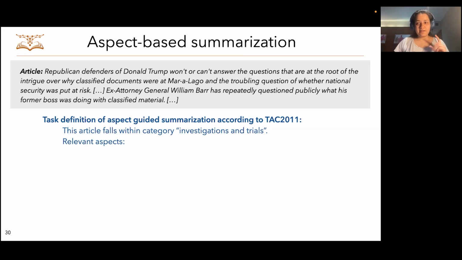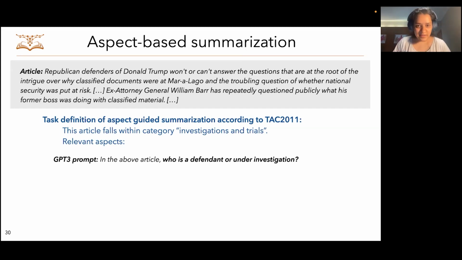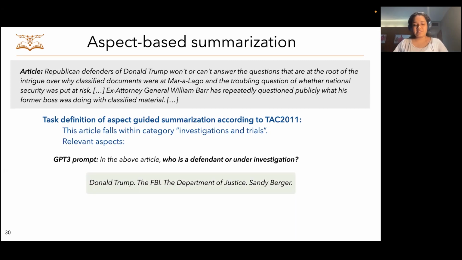Okay, let's look at another example of aspect-based summarization, where the aspect is who is a defendant or under investigation. For this, we see that GPT-3 basically totally degenerates, and it spits out all entities that it sees in the input. So this good performance that we were seeing with aspect-based summarization wasn't really reliable across a series of examples.